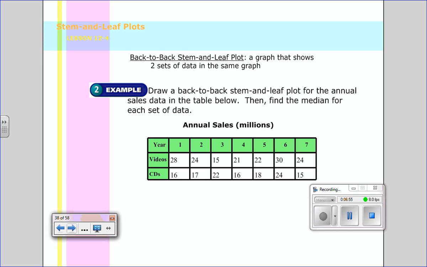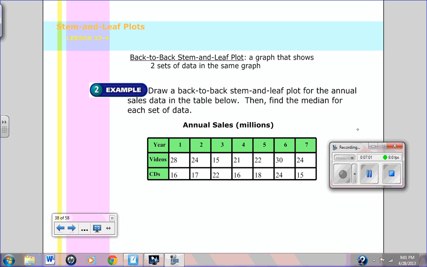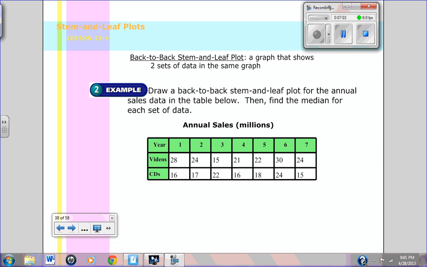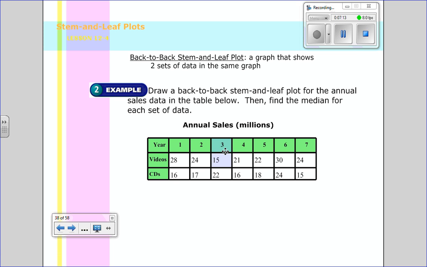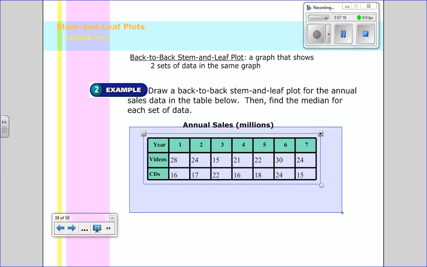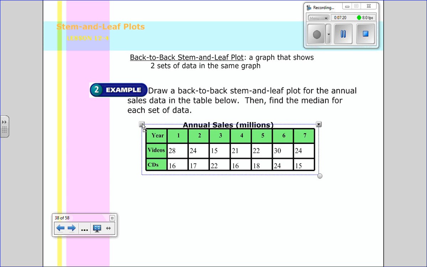Now we're going to look at a back-to-back one. So this is just a stem and leaf plot that actually has two sets of data on the same graph. So here it says draw a back-to-back stem and leaf plot for the annual sales data in the table below. Then find the median for each set of data. So here they give us this graph. All right, and they say the annual sales are in millions, and they talk about the years versus how many videos they sold versus CDs.